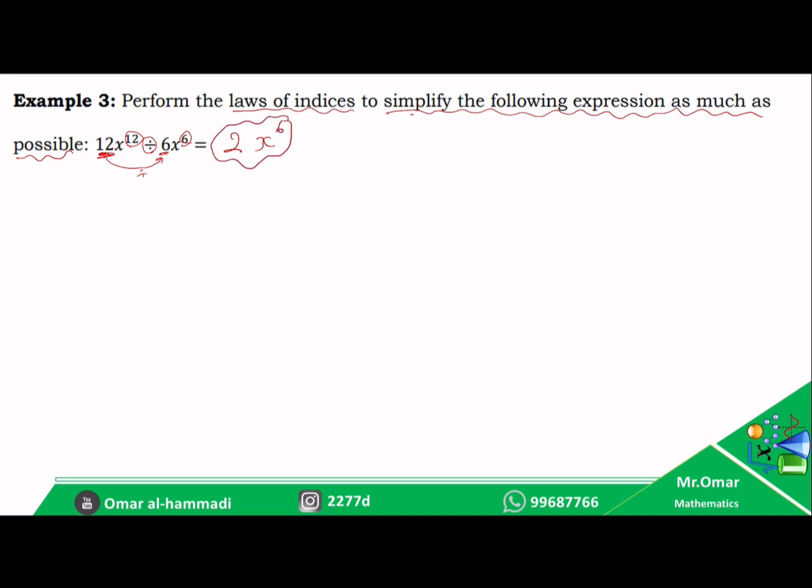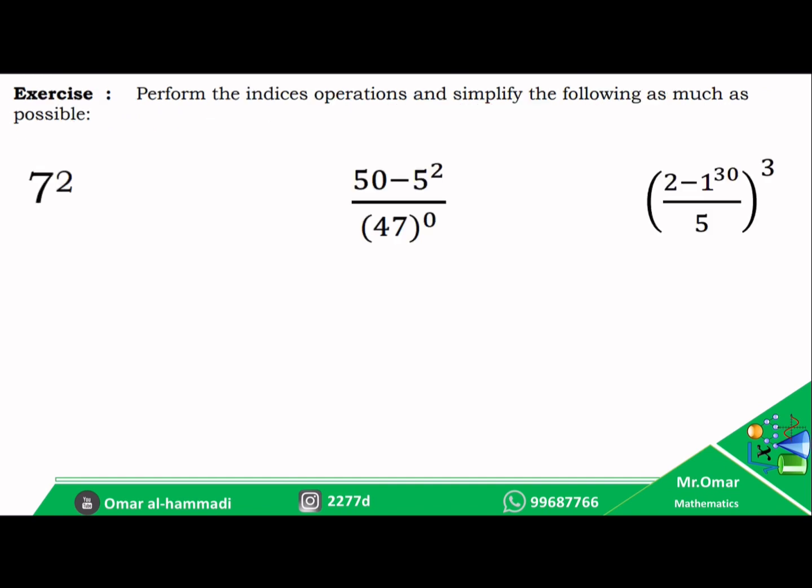So first of all, we have to divide 12 by 6, and then we will do the powers. Here also we have another example. What do you mean by 7 to the power 2? It is 7 multiplied by 7, which is equal to 49.